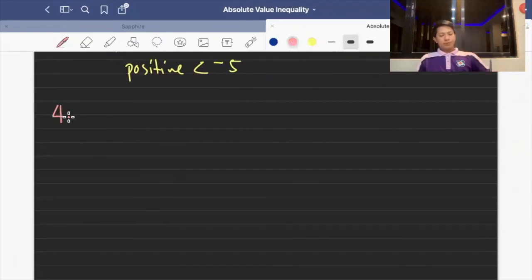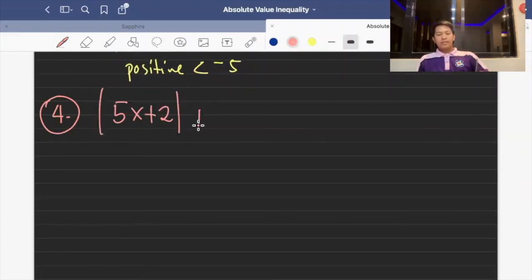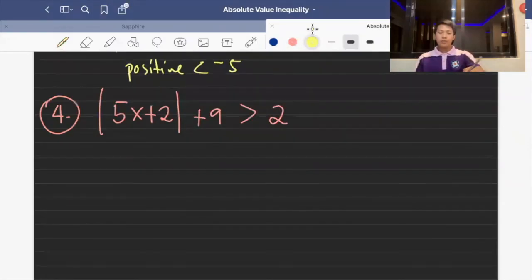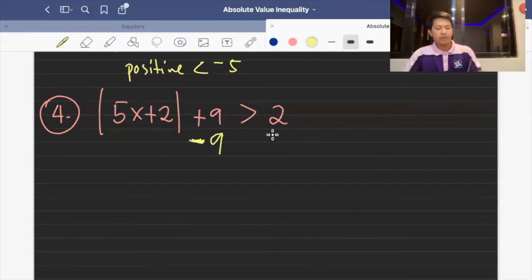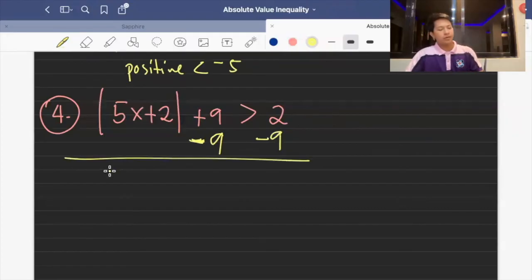The fourth example, we have the absolute value of 5x plus 2, plus 9, is greater than 2. So in this case, we are going to isolate the absolute value by subtracting 9 on both sides. Minus 9, minus 9. The absolute value of 5x plus 2 is greater than 2 minus 9, that's negative 7.